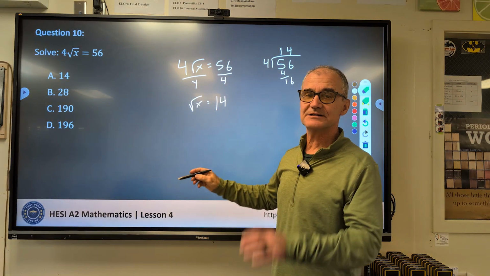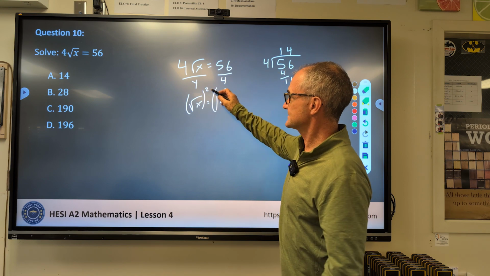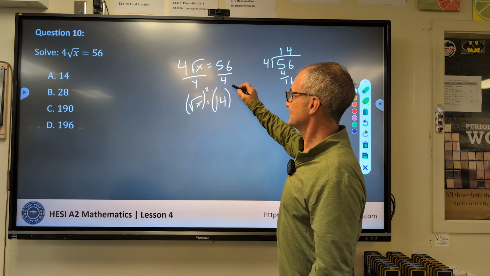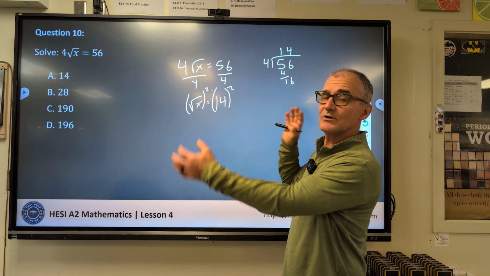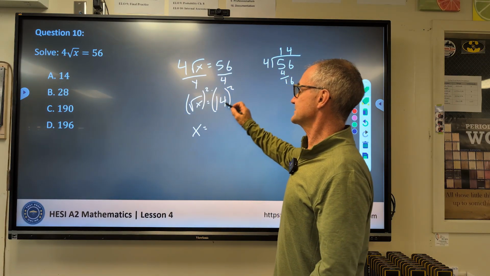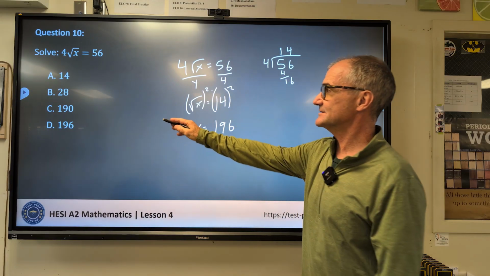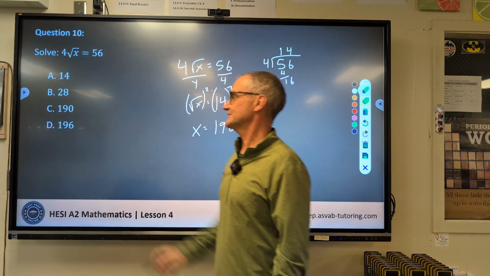To get x by itself, I have to square both sides. A square removes a square root. I do whatever I want as long as I do it to both sides. That's going to give me x by itself. 14 times 14 is 196. Correct answer, answer D right here.